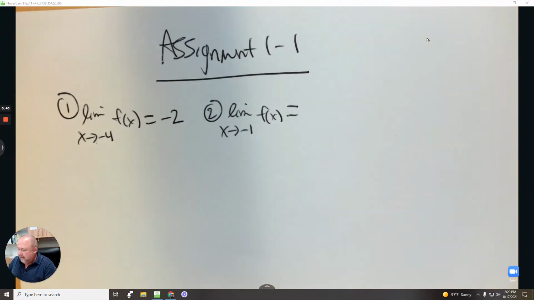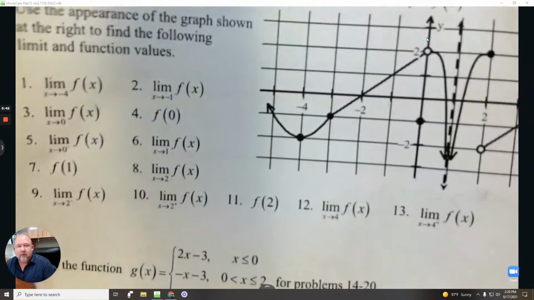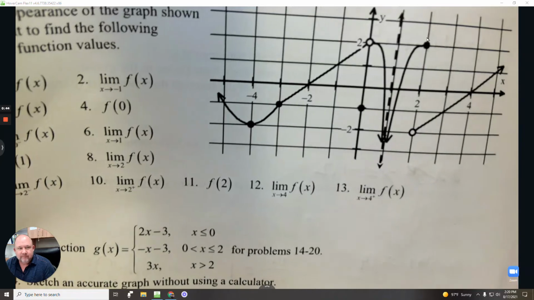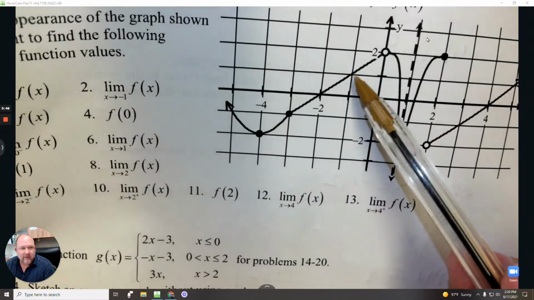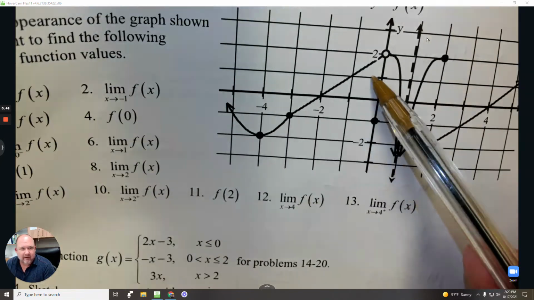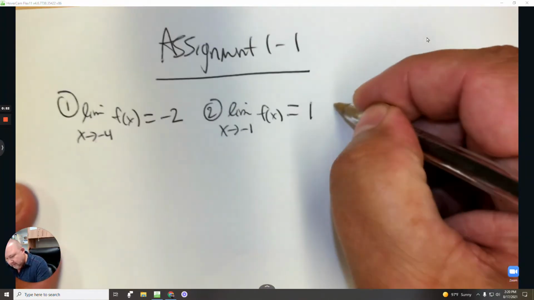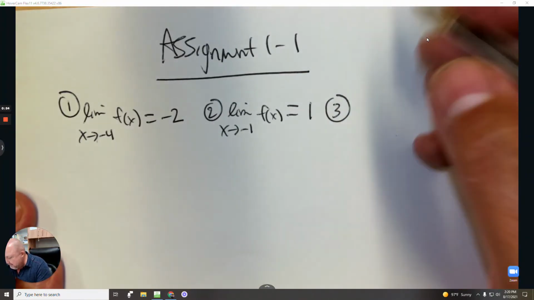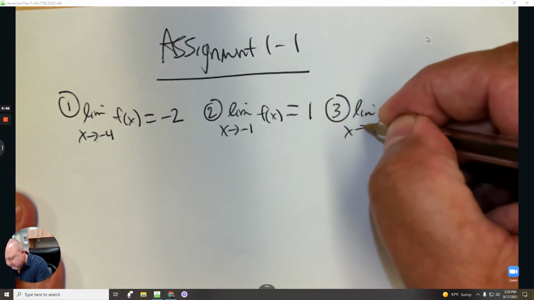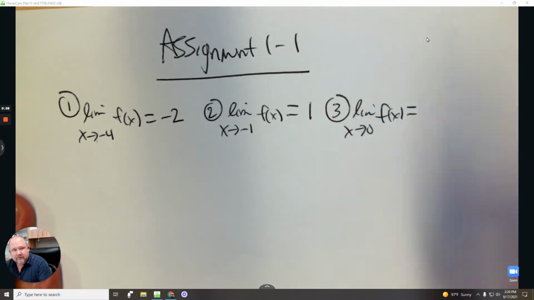Let's look off the graph and find where -1 is. And what's the y value there? And you can see the y value there is +1. What's the limit as x approaches 0 of f at x?